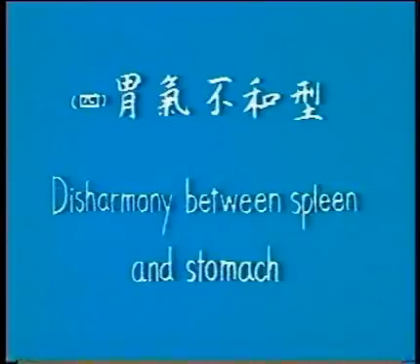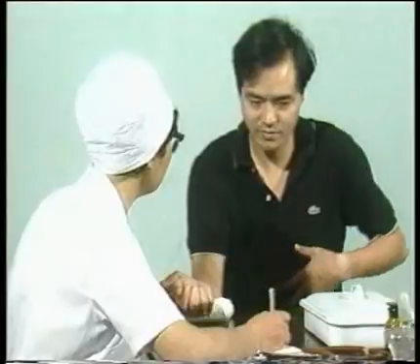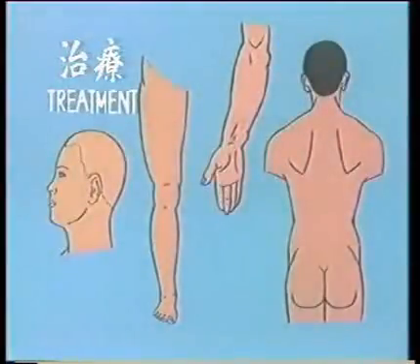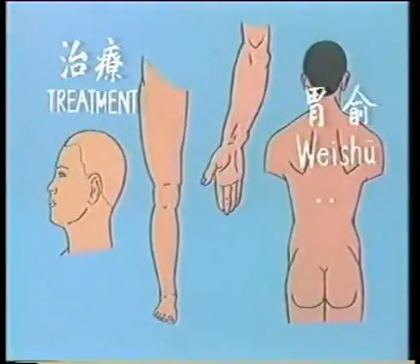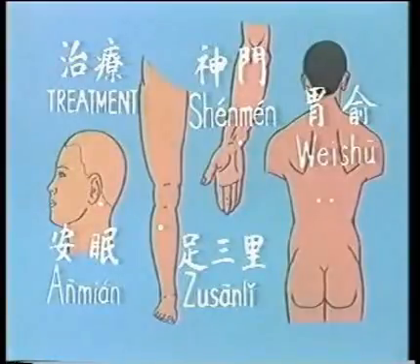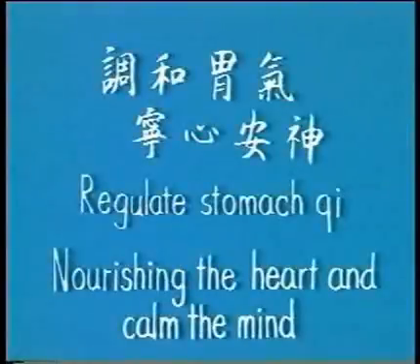4. Disharmony between the spleen and the stomach. The patient has insomnia caused by a poor diet, which leads to a stomach qi disorder. The patient has a slippery pulse together with a greasy tongue coating. Treatment: Weishu, Bladder 21, Zusanli, Stomach 36, Shenmen, Heart 7, and Anmian, Extra Point. This prescription can regulate the stomach qi and relieve mental stress.